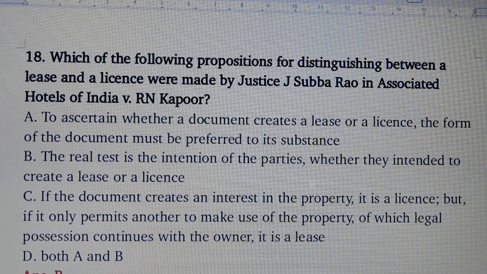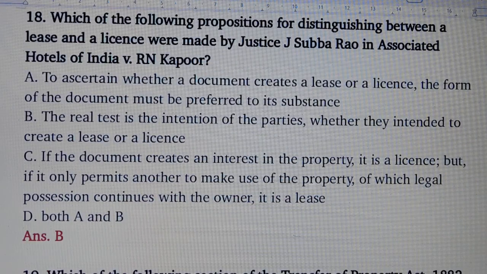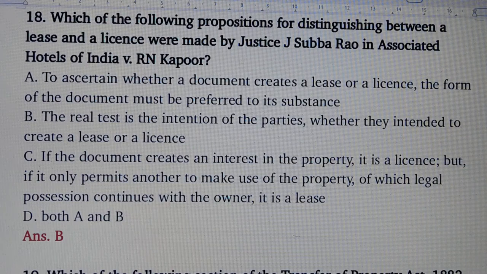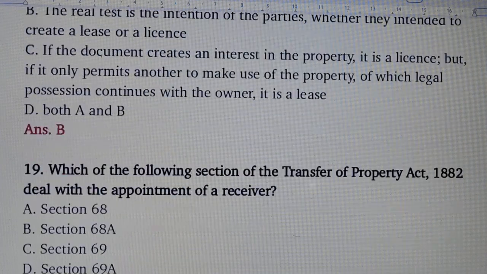Question number 18. Which of the following propositions for distinguishing between a lease and license were made by Justice J. Subbarao in Associated Hotels of India versus R.N. Kapoor? Answer is option number B. The real test is the intention of the parties, whether they intended to create a lease or a license.